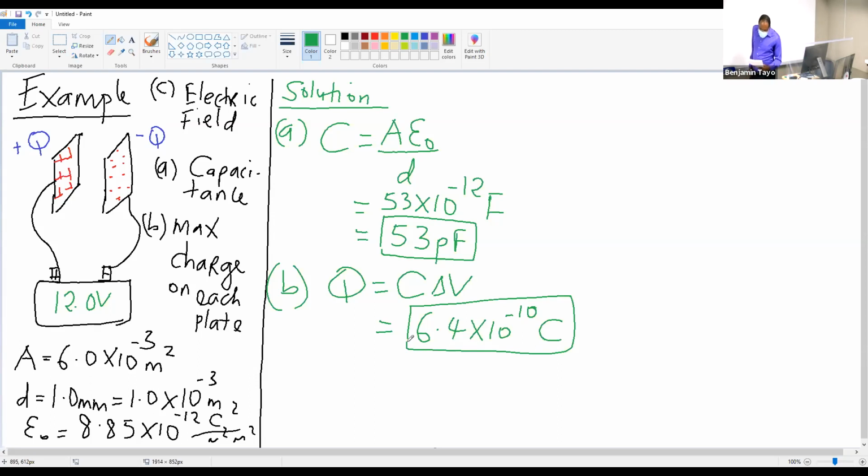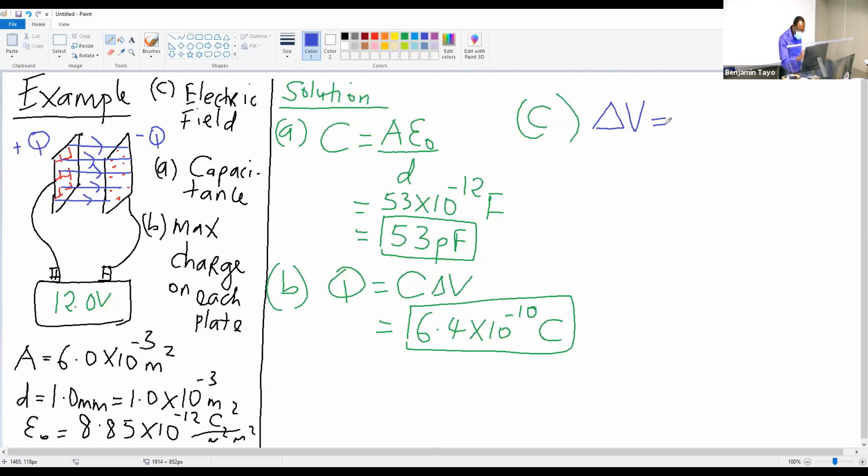Therefore, part C is going to ask me to calculate the electric field. When you build up positive and negative charge, because this is positive and this is negative, you're going to create an electric field. Now the electric field only exists in between the two plates, so it's a uniform electric field. So how do we get the electric field? Remember the change in potential, the potential difference between the two plates.